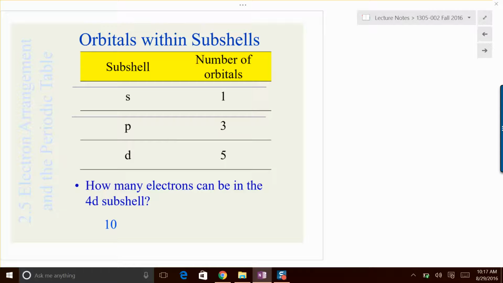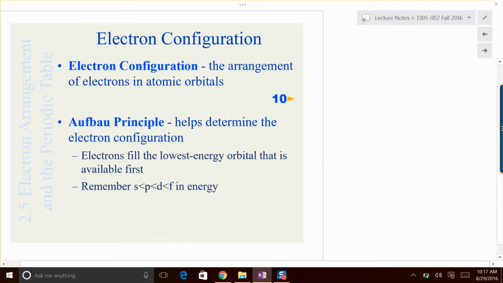Okay? All right. How many electrons can be in the 4D subshell? 10, right? You can have 10 electrons, 5 orbitals, 10 electrons. They will first individually fill those orbitals, 1, 2, 3, 4, 5, and then they come back and pair 1, 6, 7, 8, 9, 10, until all the orbitals are full, and there are no unpaired electrons.